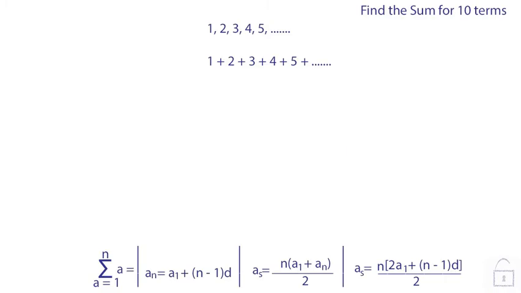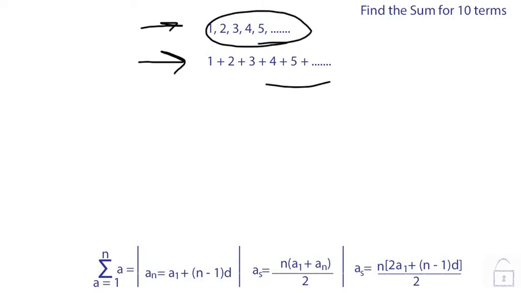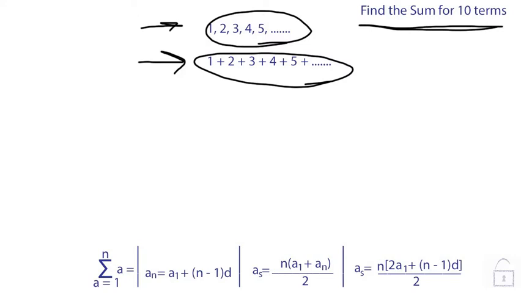Alright, looking here first, we have two sets of numbers. We got 1, 2, 3, 4, 5, and then we have 1 plus 2 plus 3 plus 4 plus 5. Now, one of these is a series and one of these is a sequence. This one right here on the top is your sequence. This one on the bottom is your series. And what a series is pretty much just adding up all the numbers in your sequence. So let's find out the sum for the first 10 terms of this sequence.